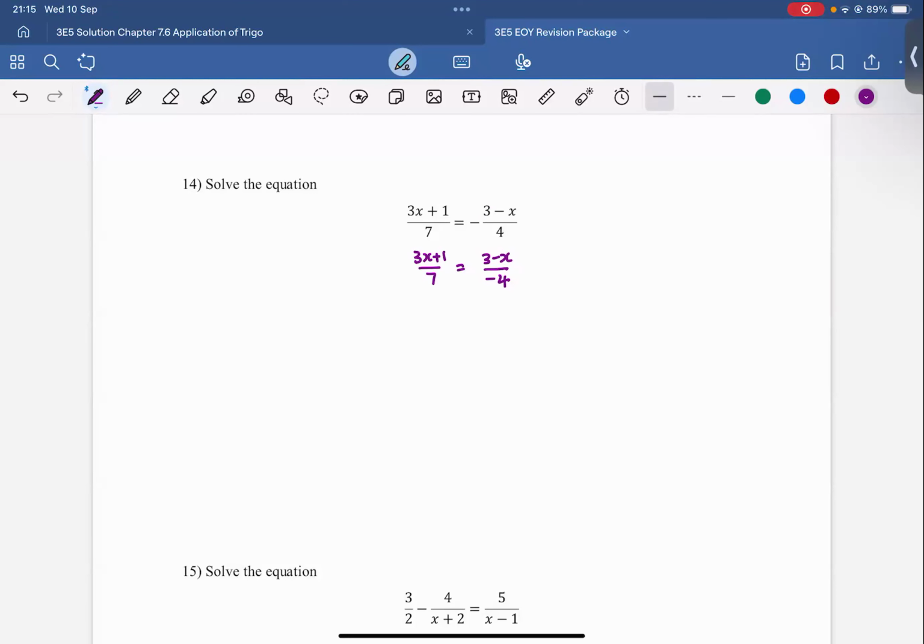How do we find? We cross multiply. If you don't want to cross multiply, you can see in a way that I multiply 28 on both sides. Okay, if you want to see from cross multiplication perspective, this 4 will multiply here. It will be minus 4 times 3x plus 1. The 7 will multiply here. 7 bracket 3 minus x.